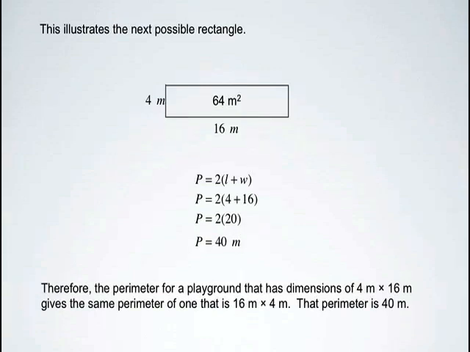So therefore the perimeter, and you may have noticed that this perimeter is the exact same value when we have a 4 by 16, so when the length is 4 and the width is 16, or if those values were reversed, if we had a 16 by 4, it gives you the same perimeter of 40 meters. So this perimeter is 40 meters as well.